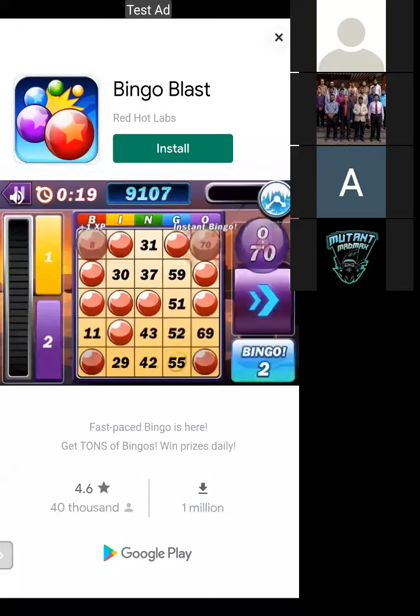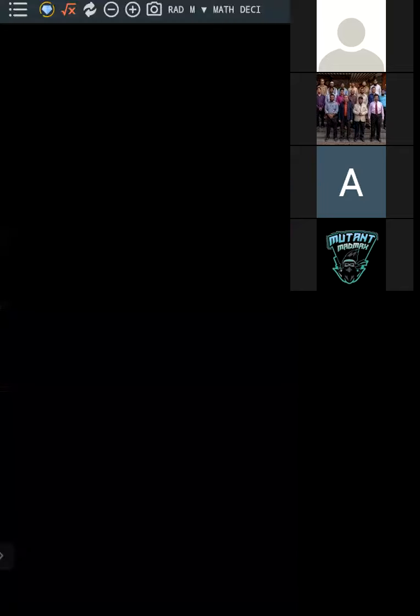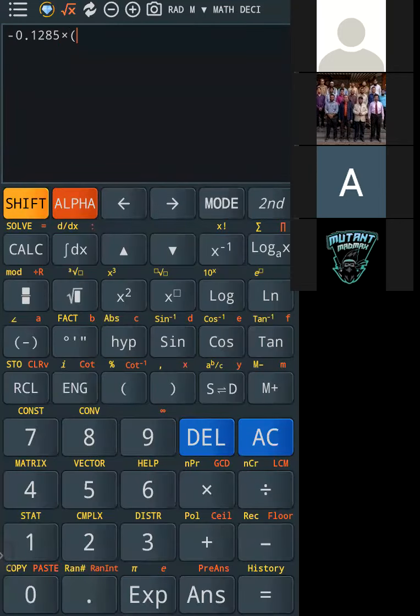So let's do this. I will just set that equation: minus 0.1285 into x square, minus 2 into x, minus 0.036 into x cube, minus 3 into x, plus x. Okay, so this is the equation which I've set. Now I will solve it.